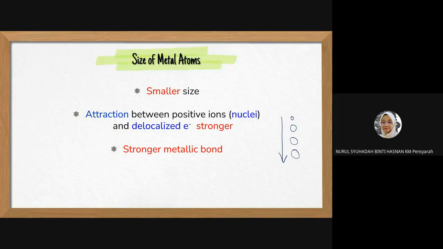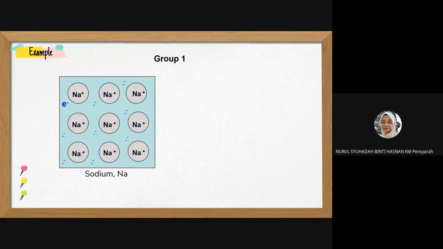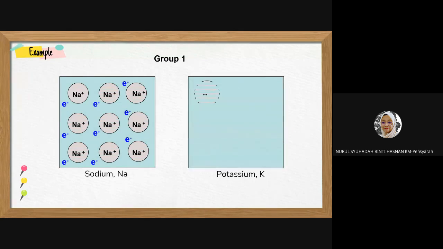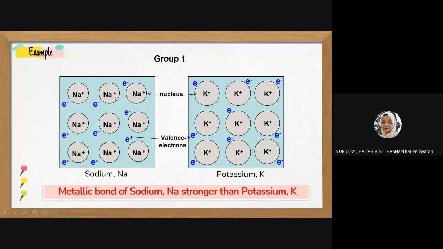Okay, now example dekat sini, kalau saya ada group 1 sodium, dua-dua adalah group 1, and potassium. Okay, due to the size of potassium ion dekat sini bigger than the sodium ion, the attraction of the nucleus towards the electron is weaker sebab jarak dia lagi jauh. So bila kita ada weaker attraction, so kita akan ada weaker metallic bond. So dekat sini sodium lagi kecil, so kita kata metallic bond of sodium is stronger than the potassium.